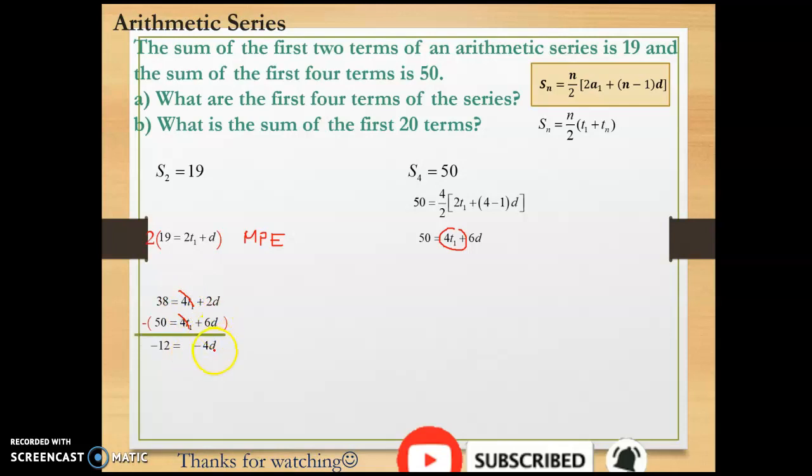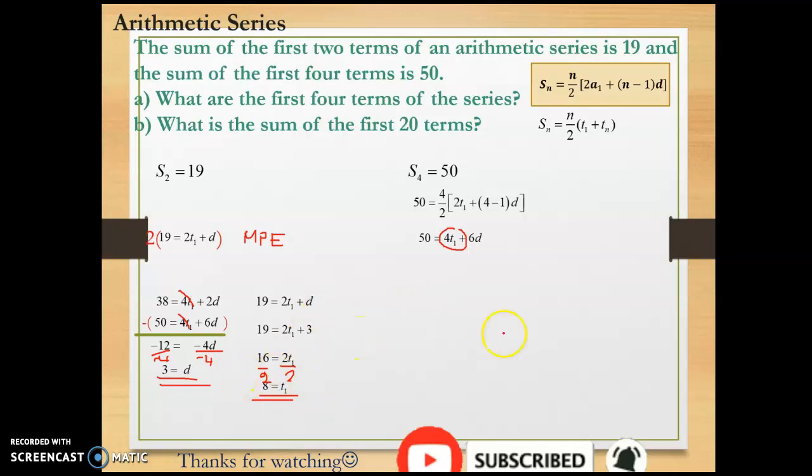So the resulting difference is negative 4d, which is equal to negative 12. And then you divide both sides by negative 4. Your difference is 3. For us to get the first term, we need to substitute the difference here. So 3, and then combine it on the other side, it becomes 16, and then divide both sides. Therefore your t sub 1, or your first term, is 8.